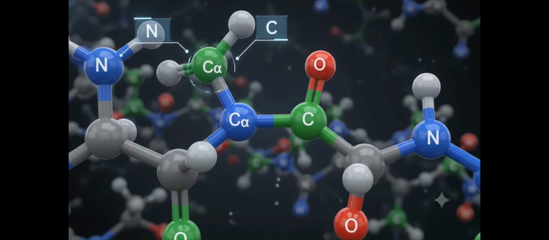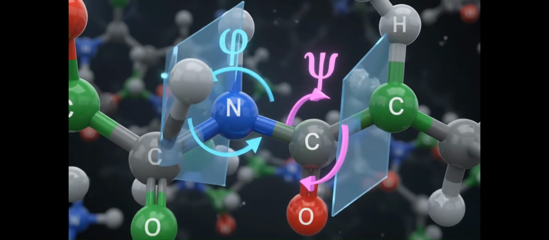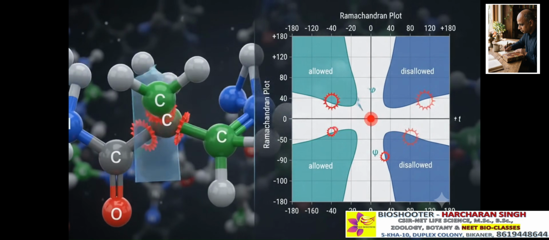To understand the Ramachandran plot, we must examine the peptide backbone. Resonance makes the peptide bond rigid and planar, leaving rotation to phi and psi.